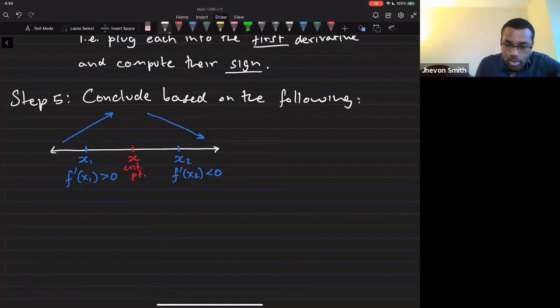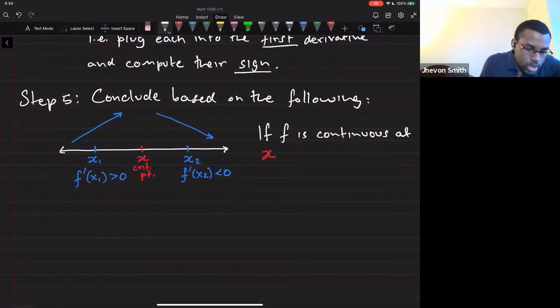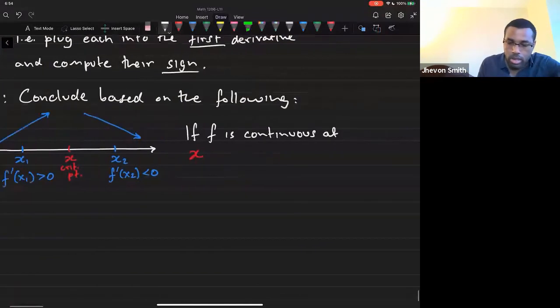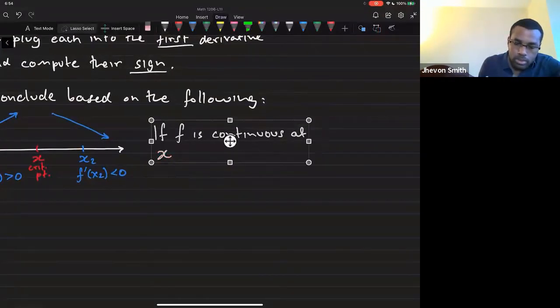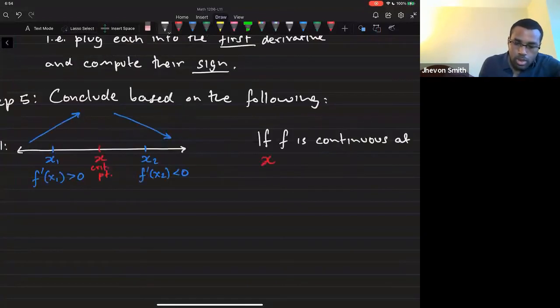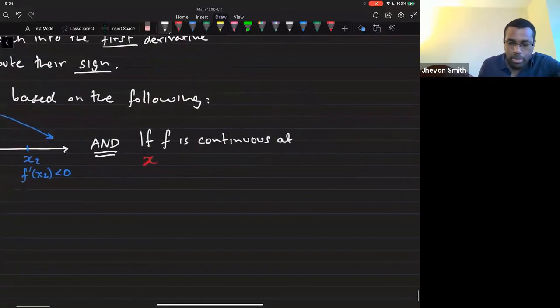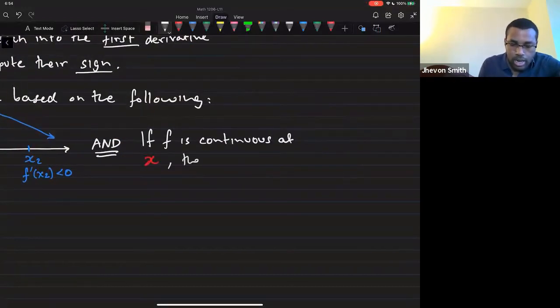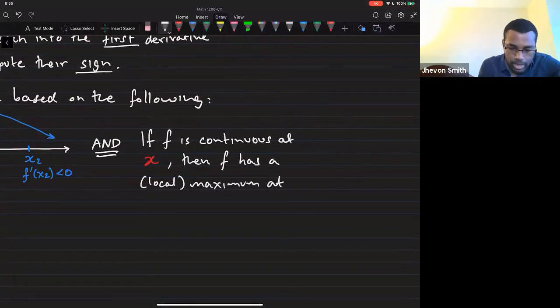So you can actually identify the maximum by just knowing the increasing and decreasing behavior. So now, case 1: this happens. If f is continuous at x, then f has a local maximum at x.